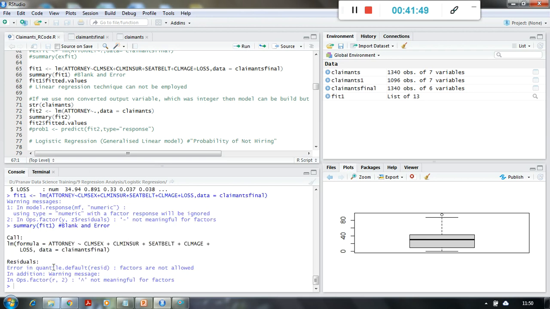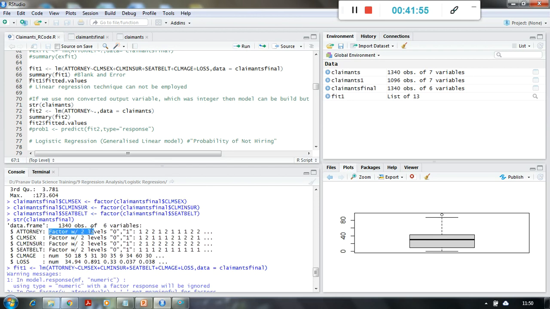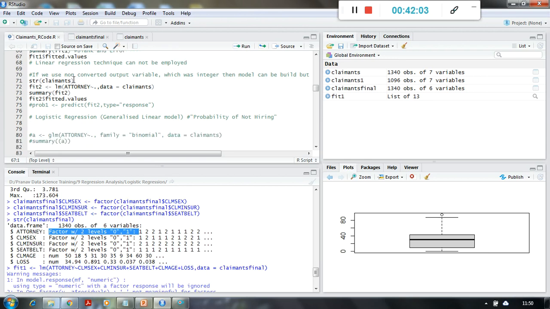And if you check the summary of fit1, you don't have any summary. You cannot write this model. Why? Because my attorney is a factored variable, a categorical variable. So for any output categorical variable, I cannot use a linear model.